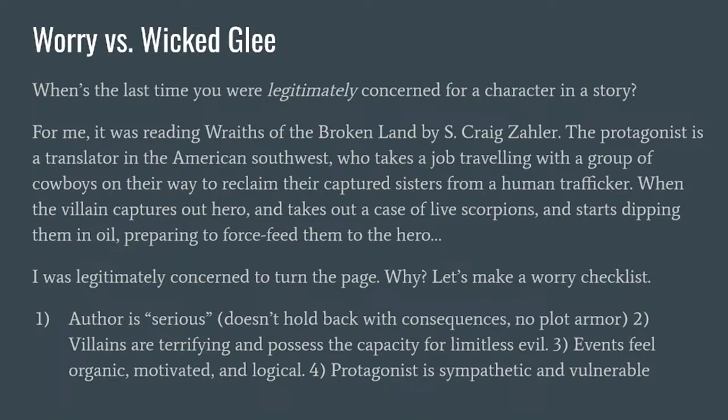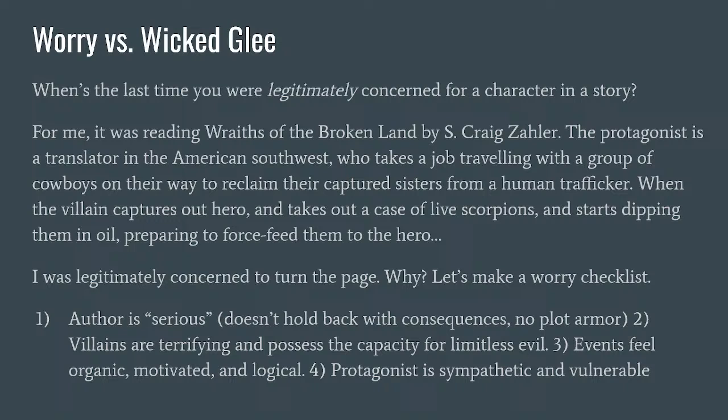Well, here's why. Let's make a worry checklist. One, the author is, quote, serious, doesn't hold back with the consequences, and there's no plot armor. So they've usually demonstrated earlier in the story that characters you care about will die, and in horrible ways that we legitimately feel bad for them. Plot armor is this concept of the authors going out of their way to protect characters even when it seems that the consequences of their actions or of the story would lead towards ruinous ends for them.